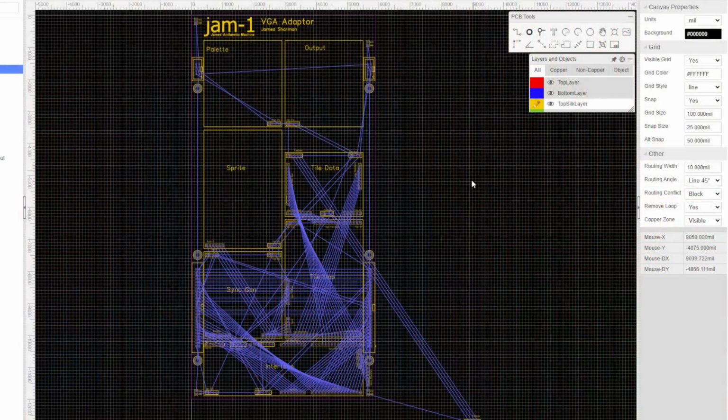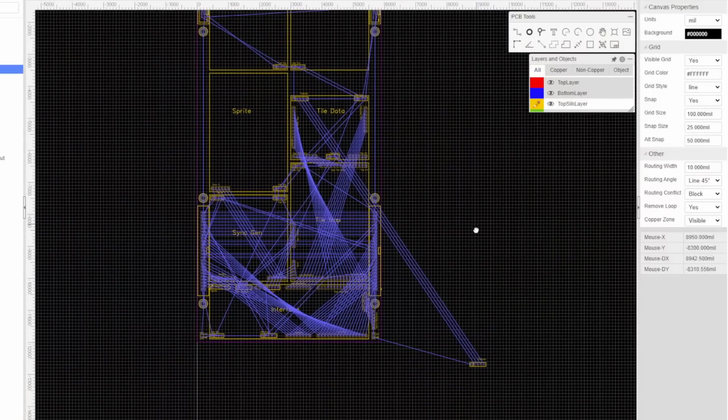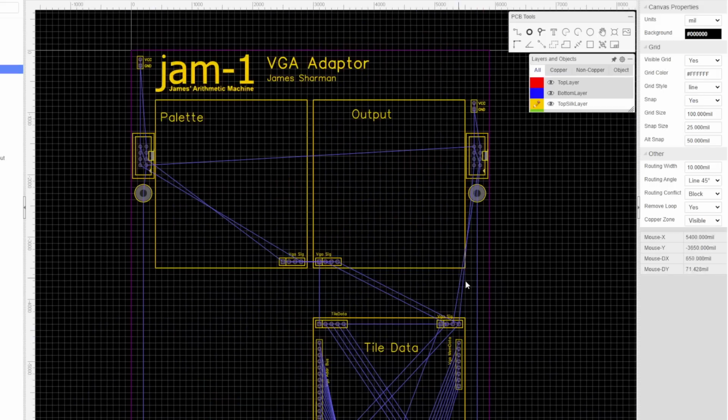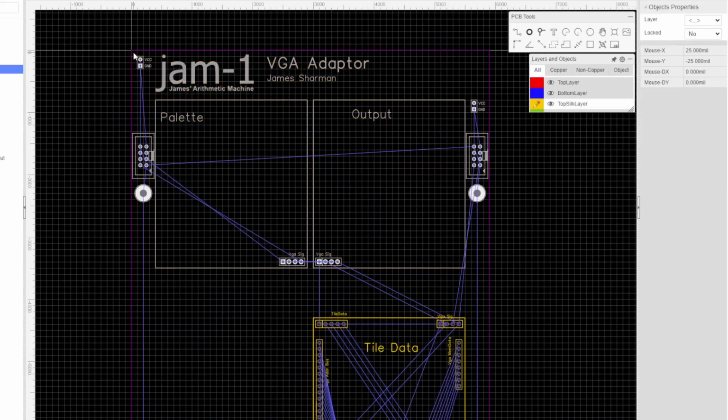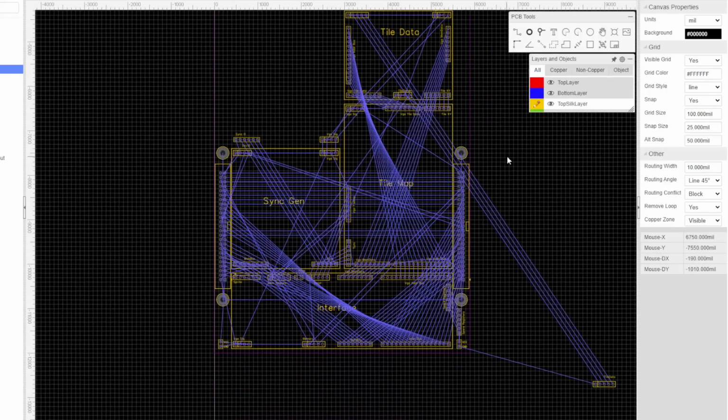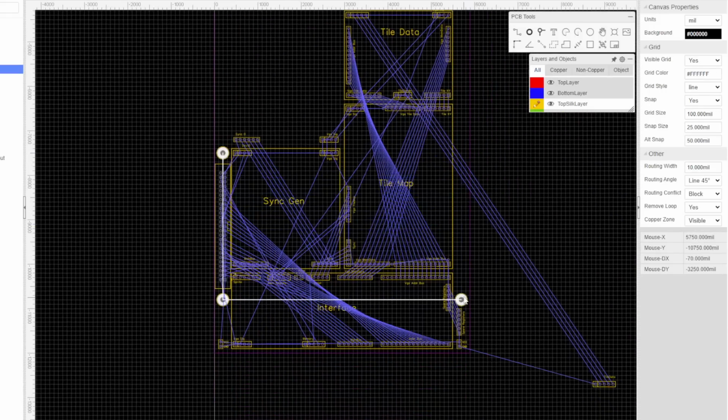Okay, so I want to do a bunch of hookups for this with a simple backplane. Don't need any of that. I think I will get rid of the mounting holes on that side at least.